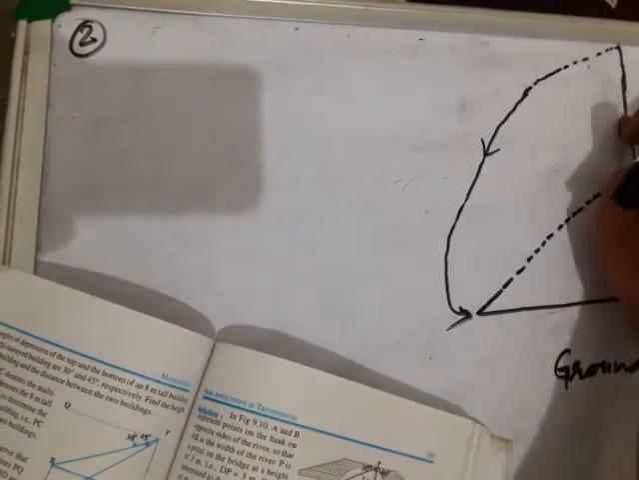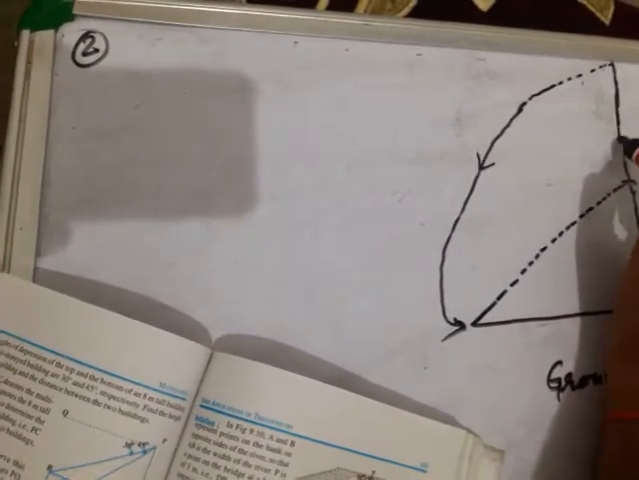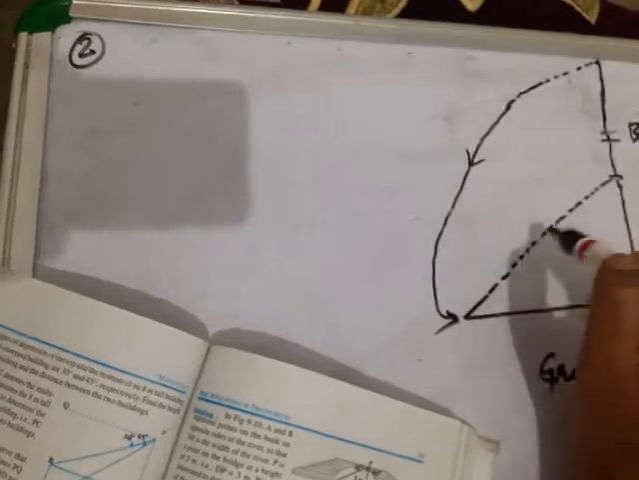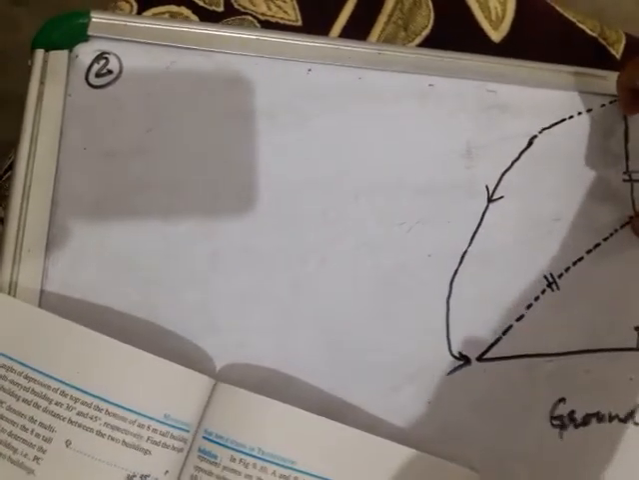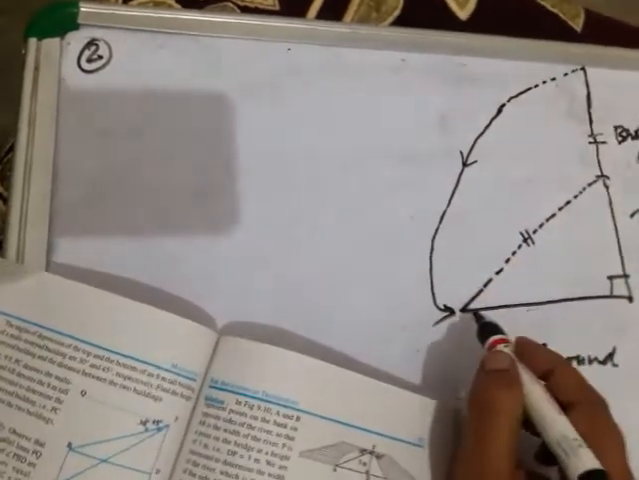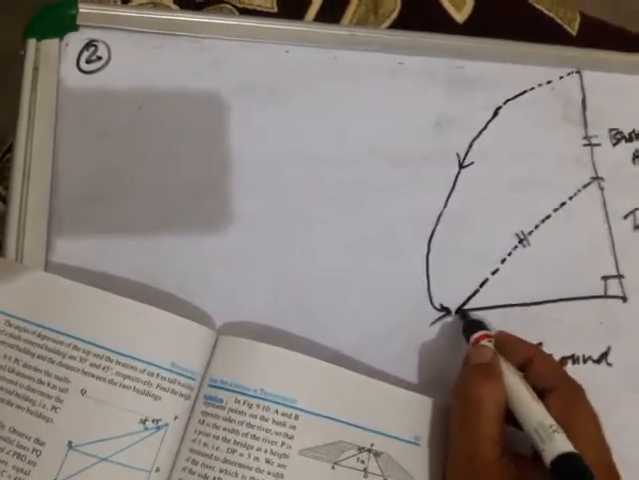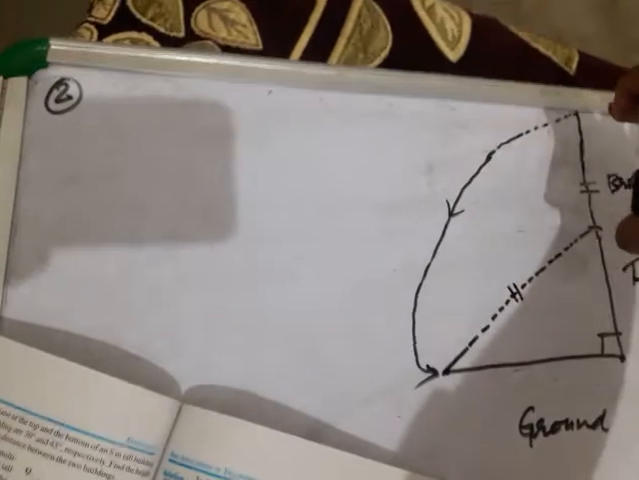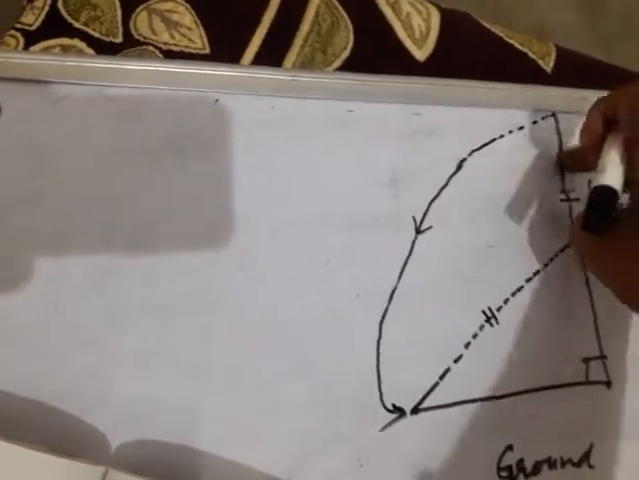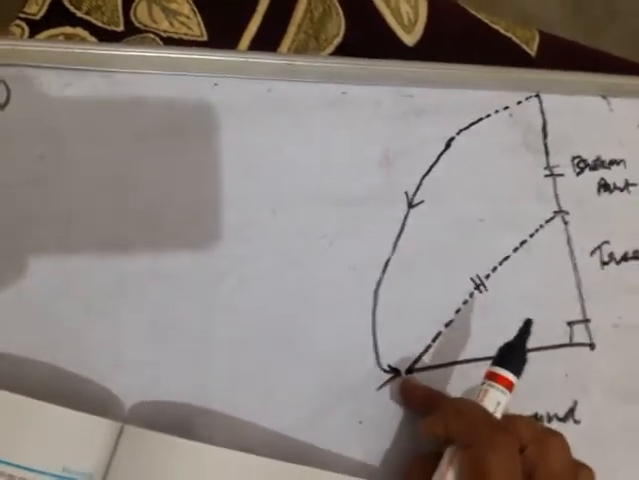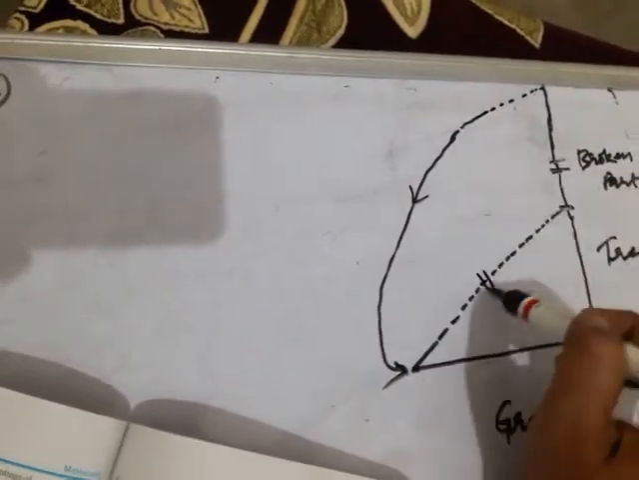Now you see the length of this broken part of the tree and this hypotenuse. The same part has been bent to touch the ground level. This is the point where the broken part touches the ground. It bends down and touches the ground over here. So this part is equal to this part.